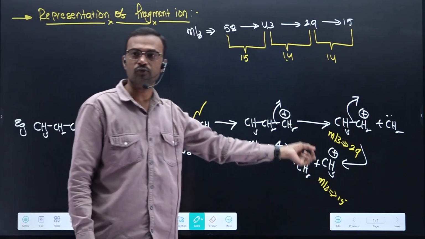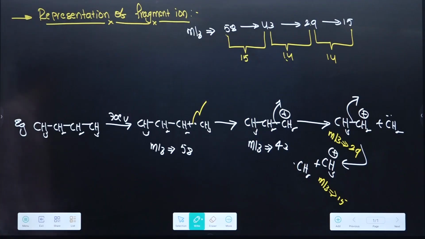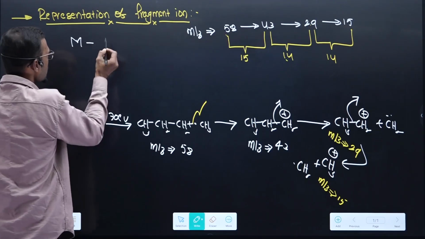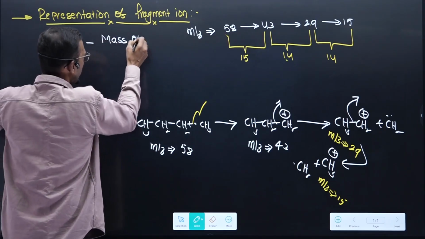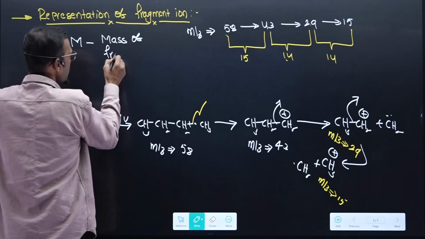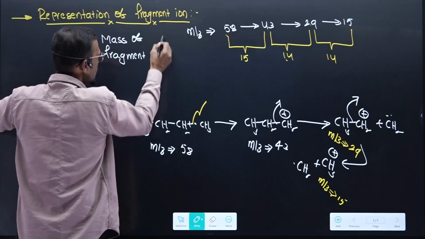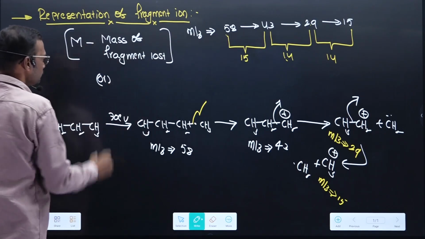Okay, so that is called fragmentation. Now, how to represent a fragment ion? A fragment ion is represented by the molecular ion minus the mass of the fragment lost. You enclose it in a box. It is the first way of representing.